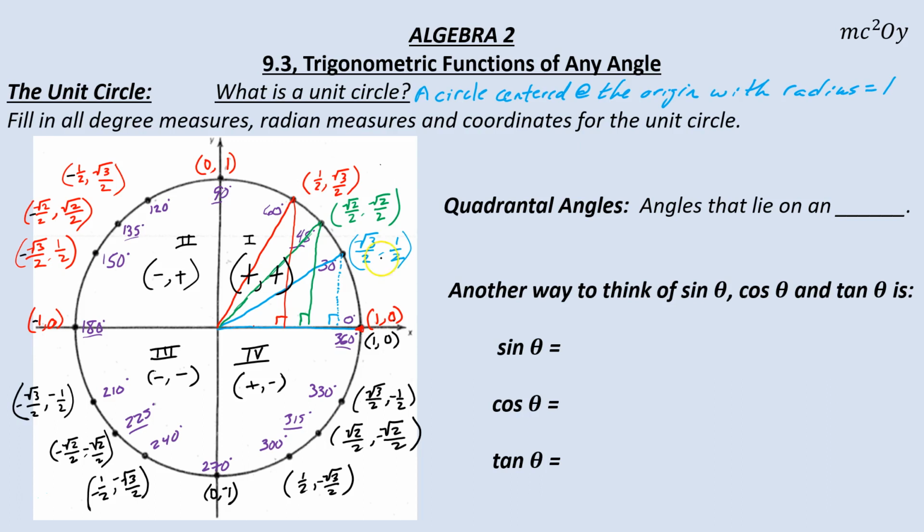Well, we came up with the radian measures before. 180 is pi radians. 360 is 2 pi radians. 0 is 0 radians. Well, if 180 is pi, 30 goes into 180 6 times. We have to divide 180 by 6 to get 30, so we're going to divide pi by 6. That's pi over 6.